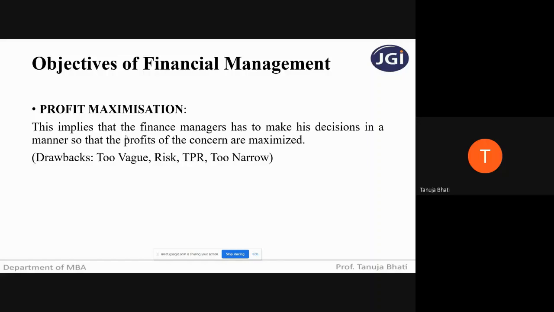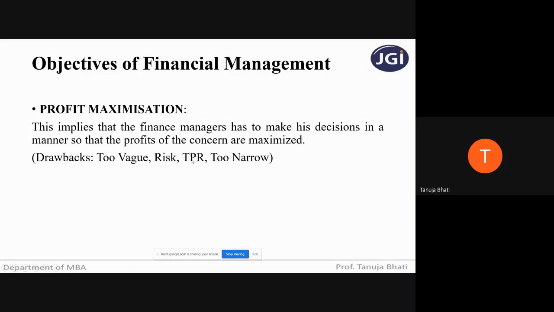So since his thought is very limited to only profit, if profit maximization is the only goal, the risk factor altogether will be ignored, because the financial manager will not pay attention to the risk. Irrespective of whether the risk is high, he will just go on investing in those projects. So since the risk factor will be ignored if the financial manager has profit maximization as his objective, this is one more drawback of profit maximization.